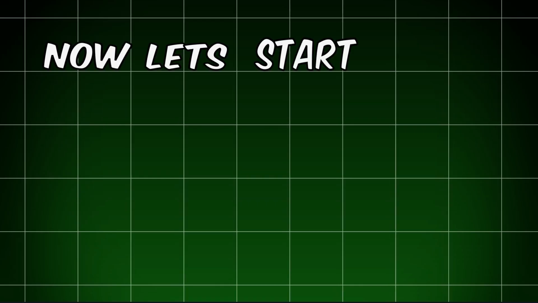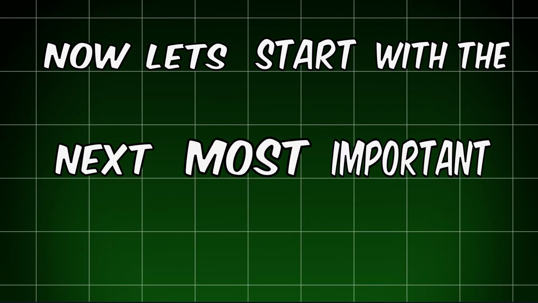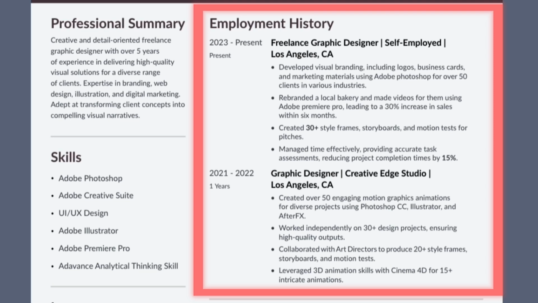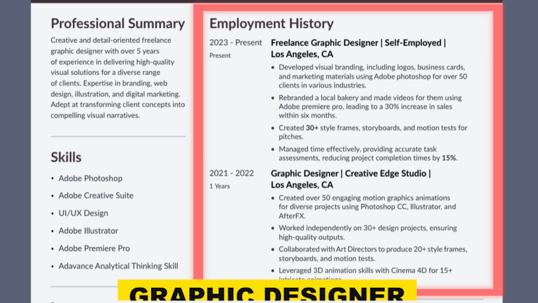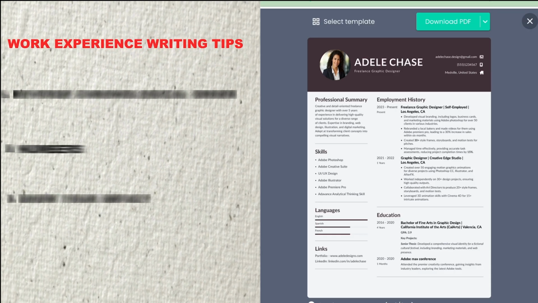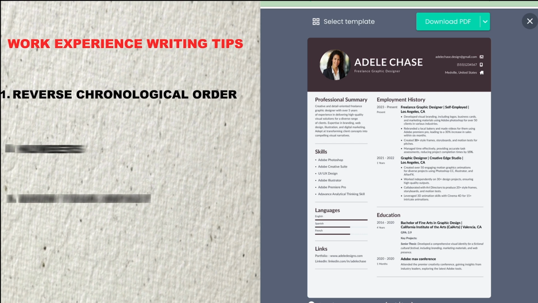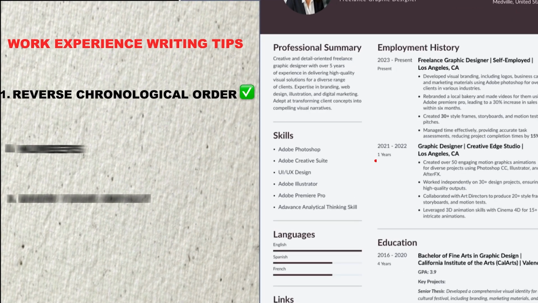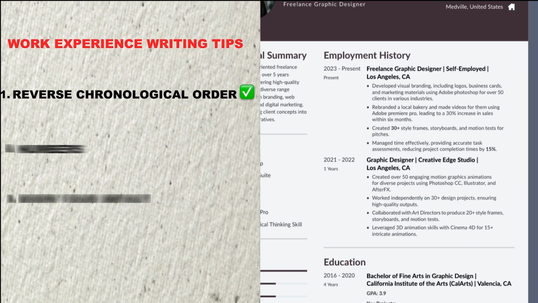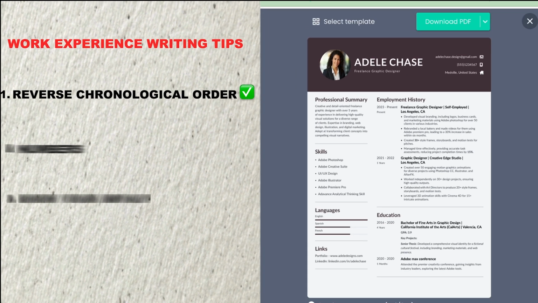Now let's start with the next most important section of the resume, that is the work experience, and cover point by point what are the good writing practices for the work experience section for a graphic designer. So the first most important thing is you need to mention your experience in reverse chronological order. This actually helps the recruiter to see your recent experience and make the decision accordingly.